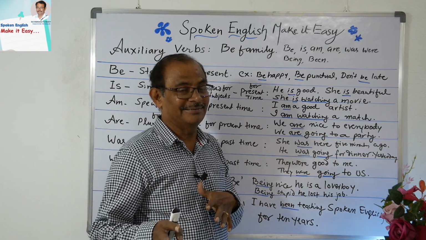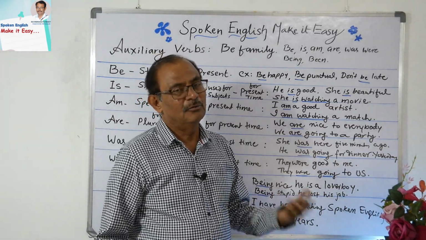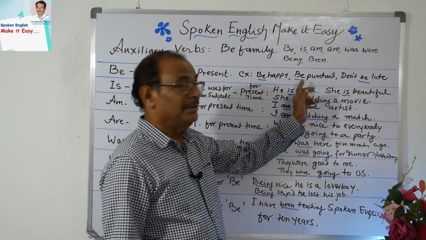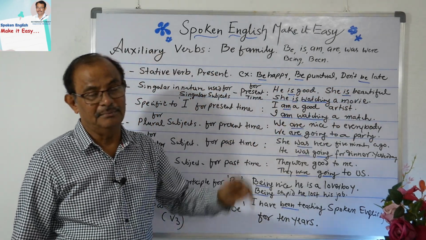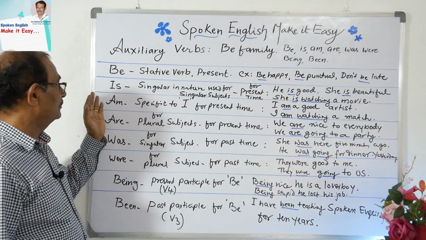Don't be nervous. Don't be jealous. In the phrases and clauses class, we have explained many of them. So don't be late, be punctual, be happy. Don't be afraid. So these are the things. Then come to is.